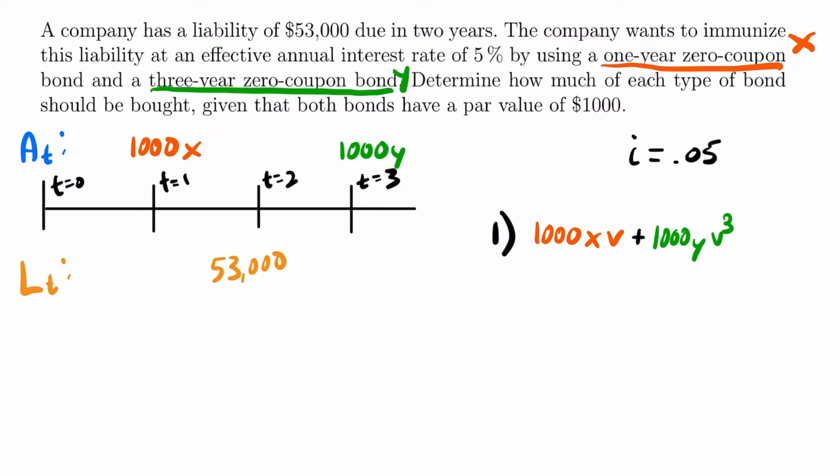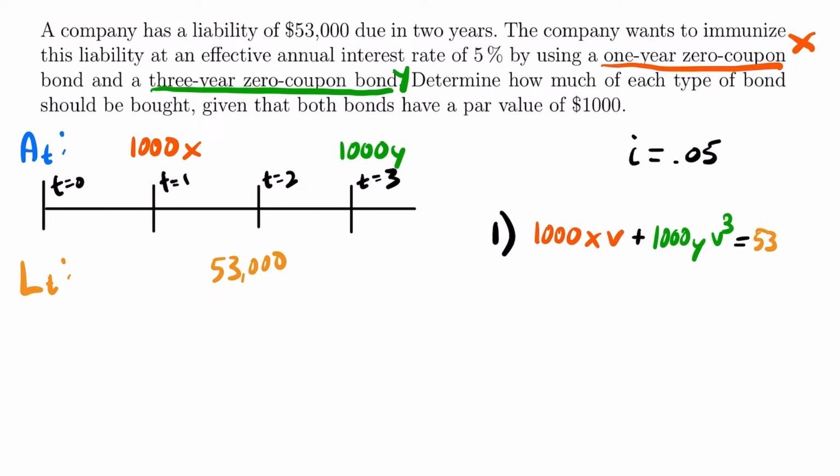Okay, and then this is going to be equal to the present value of the liability, which is an amount of 53,000 at time equals 2. So the present value will be that 53,000 brought back 2 years. So we'll multiply it by a present value factor squared.